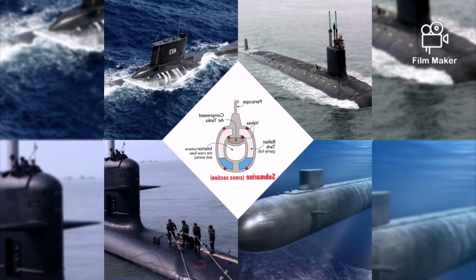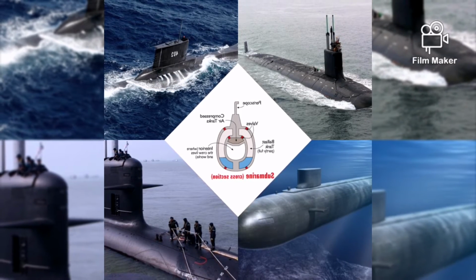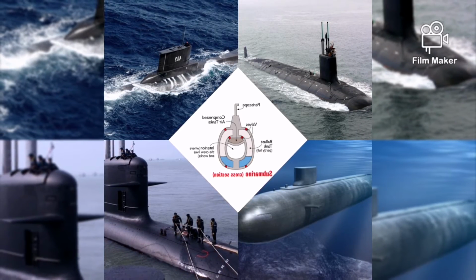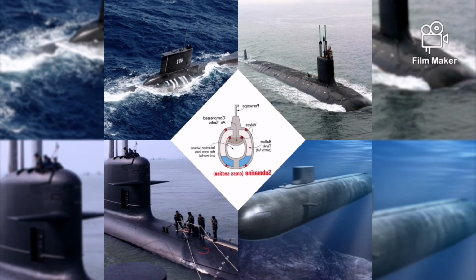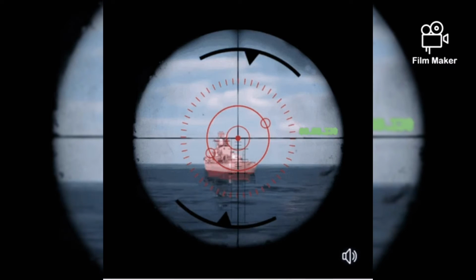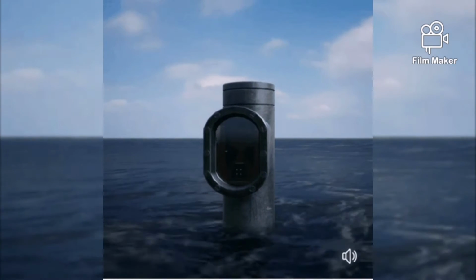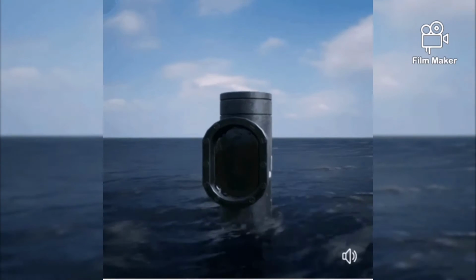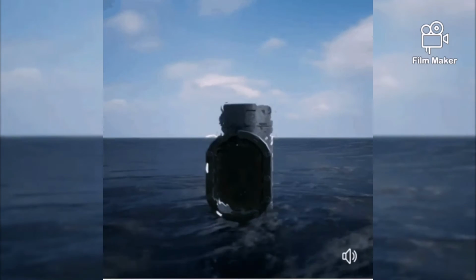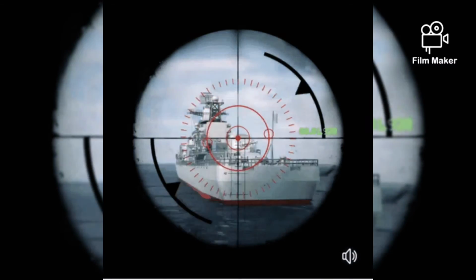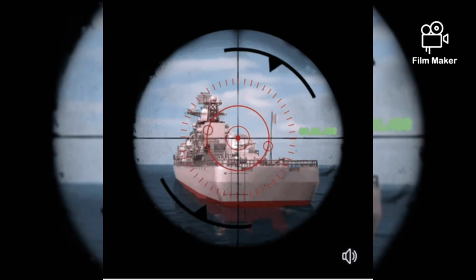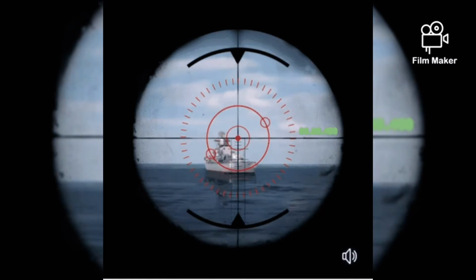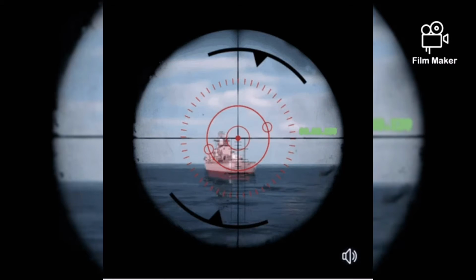A submarine also has other characteristics such as ballast tanks and periscopes. Now let's take a closer look at what a periscope and a ballast tank are. Here is an example of how a periscope looks. When submerged at a shallow depth, the periscope allows the submarine to search visually for targets. For your information, we can see that the ship and the target are far away from each other, but the periscope is able to detect the target from a far distance. This clearly explains the function of a periscope.